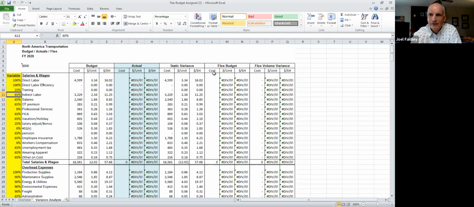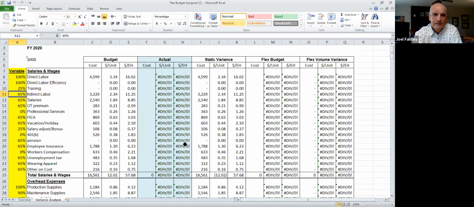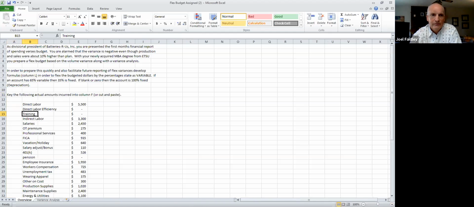That's what's considered. Let me make this larger. There we go. So 65% there is 35% fixed. Why is that important? You'll see. So let's look at the overview there first.